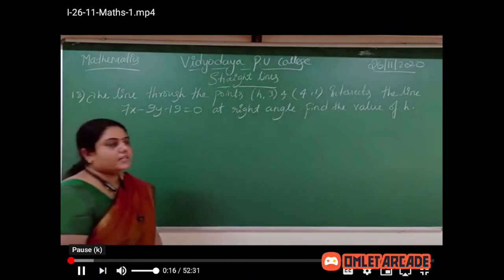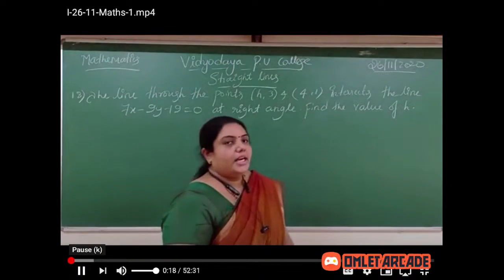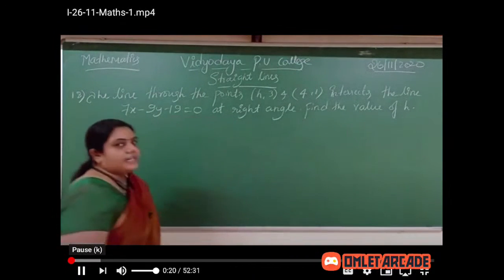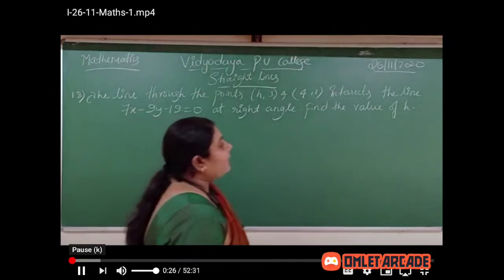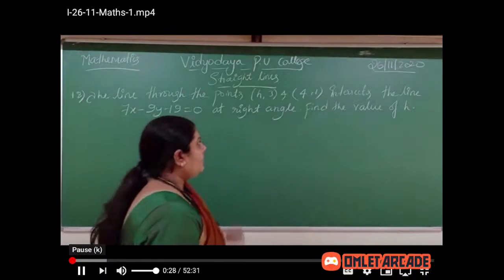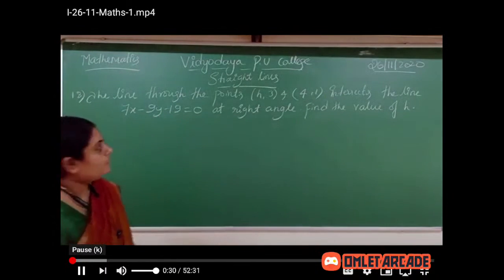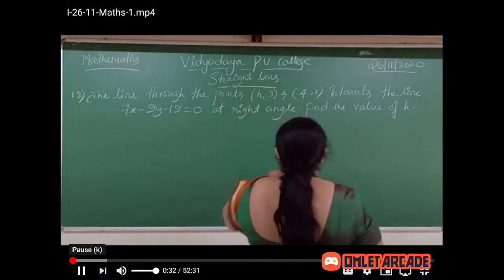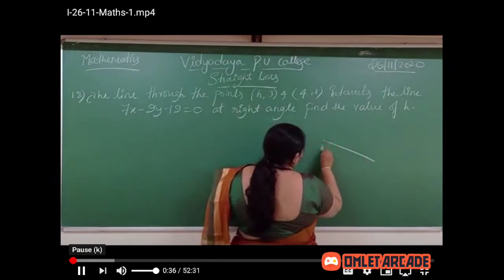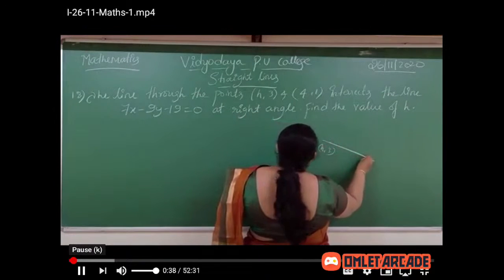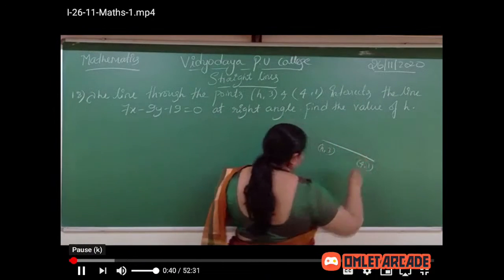A line through the point (h, 3) and (4, 1) intersects the line 7x minus 9y minus 19 is equal to 0 at right angle. Find the value of h. Let me take a rough picture of this first. We have one line through the points. What are the points? (h, 3) and (4, 1).